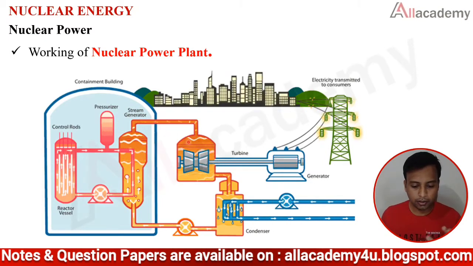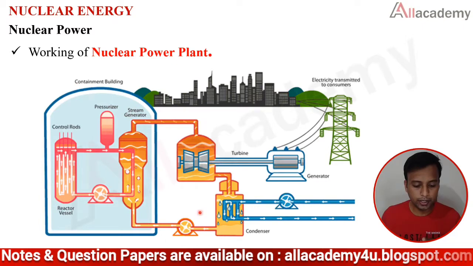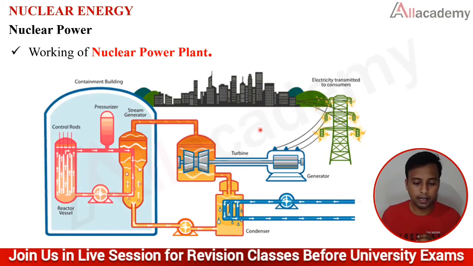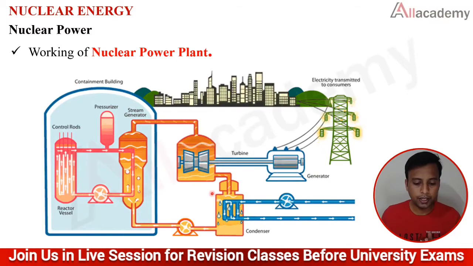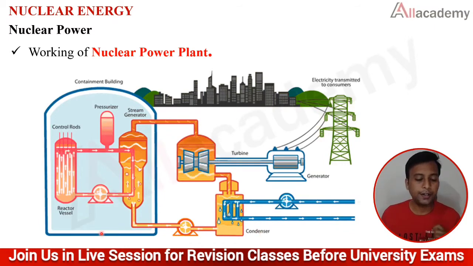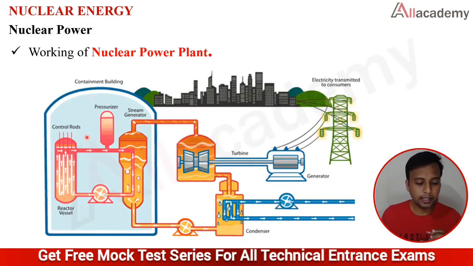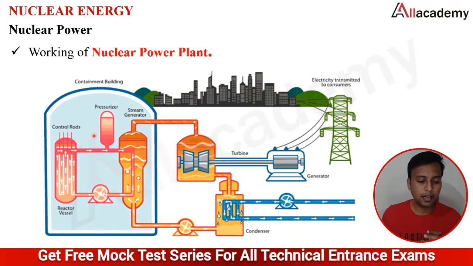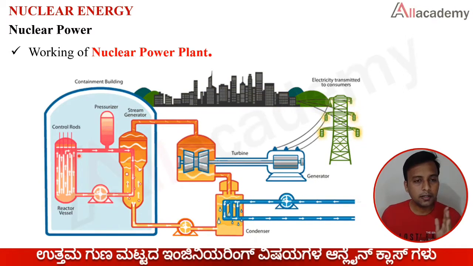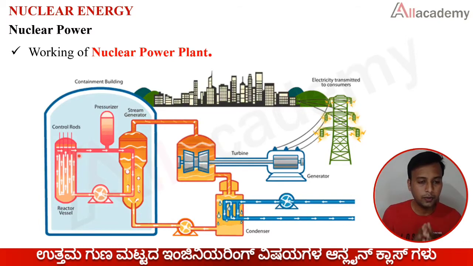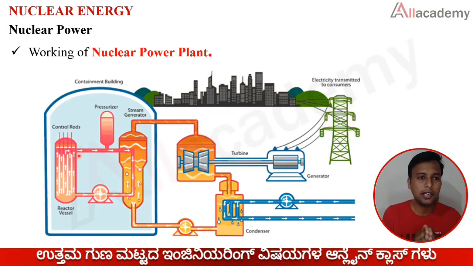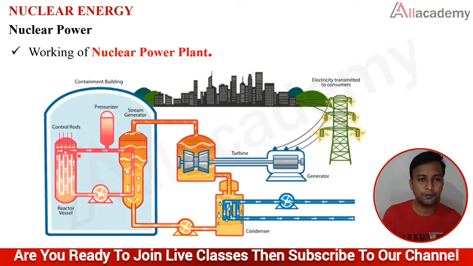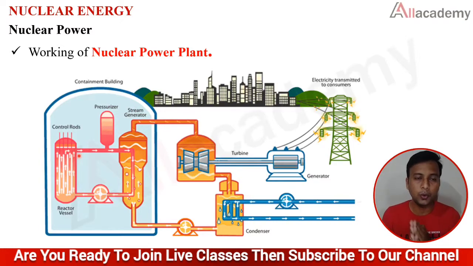Now, as I said, this is the first unit, the reactor unit, this is the power unit, and the third one is the cooling unit. The reactor unit consists of a reactor vessel, the steam generator, a pump and the pressurizer. In the nuclear reactor vessel, fuels like uranium-235 and uranium-234 are the commonly used nuclear fuels.